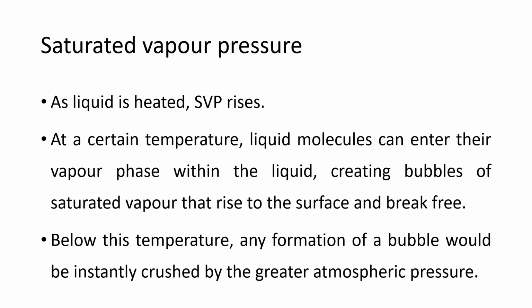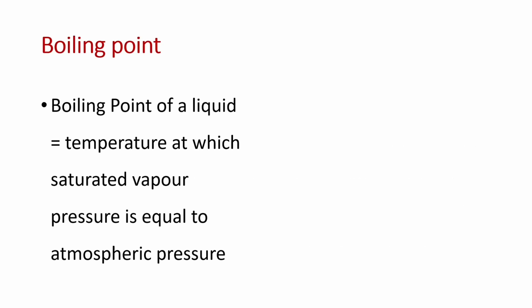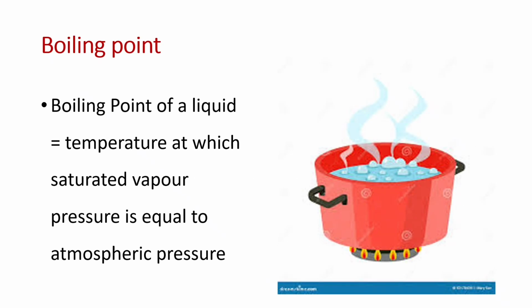So if we continue to heat a liquid at a certain temperature, the liquid molecules can enter their vapor phase within the liquid, creating bubbles of saturated vapor that rise to the surface and break free. Below this temperature, any formation of a bubble would be instantly crushed by the greater atmospheric pressure. Thus, at a certain temperature, the liquid eventually starts to boil and the SVP equals the ambient pressure, which is usually 101 kilopascals. This temperature is called the boiling point.